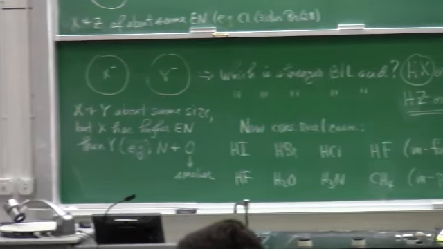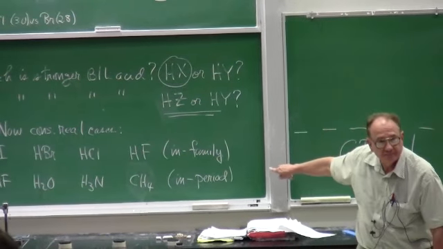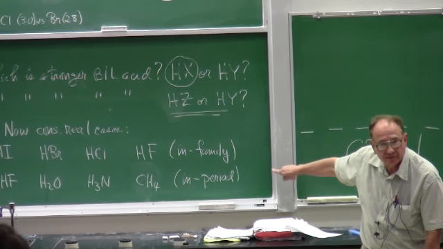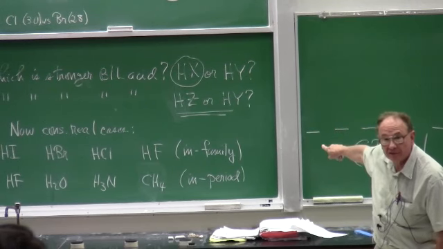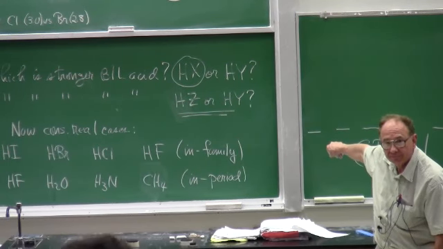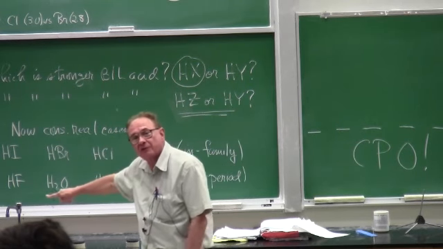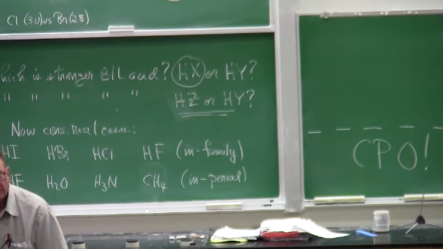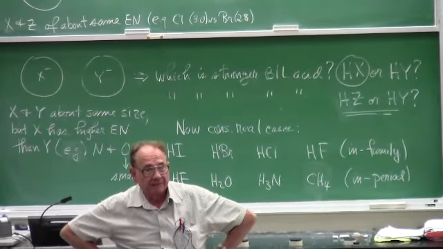Because if we compare HZ to HY, we shall expect, based on electronegativity arguments, that HZ is the stronger acid. But based on charge to size ratio, we'll expect HY to be the stronger acid. And since this is all the information we have, we can't make a decision.